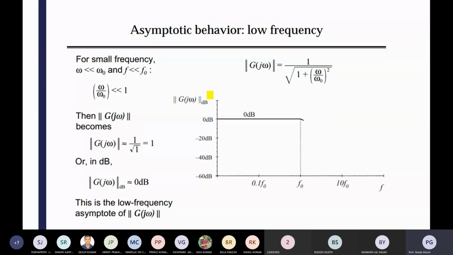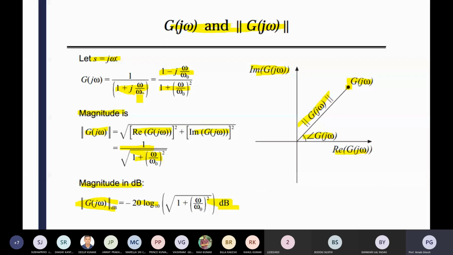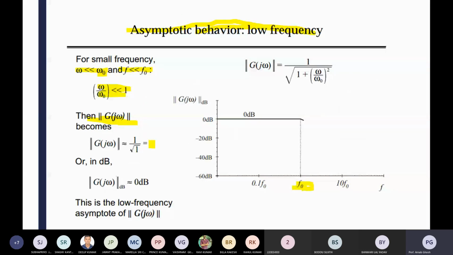Then the asymptotic behavior at low frequency. Now you can consider it for the low pass filter. If omega is very much less than omega 0, and f is very much less than f0, so you are considering the f0 point here. So omega less than omega 0 means omega by omega 0 is less than 1. Then what is the modulus value? That value is very small compared to 1, so it is coming nearer to 1.